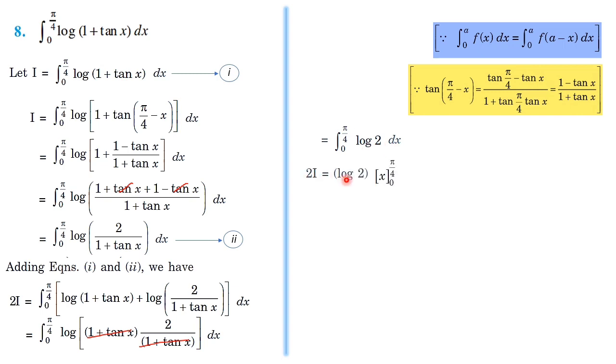So 2I is equal to log 2 into integral of 1 dx, because log 2 we can keep outside. Integral of 1 dx is x, so x from 0 to pi by 4. We are going to apply the limits. That is pi by 4 minus 0, which is pi by 4. So pi by 4 into log 2, that is the calculation. Then 2I is equal to pi by 4 into log 2. The 2 we can bring to the right hand side, to the denominator, 2 into 4, that is 8. So I is pi by 8 into log 2. So this is the answer.